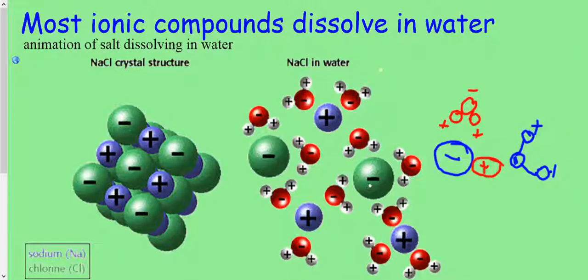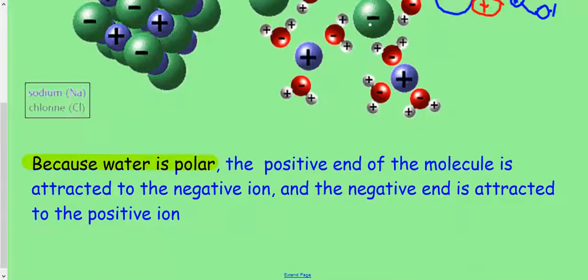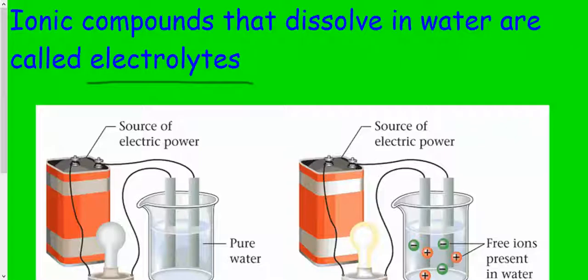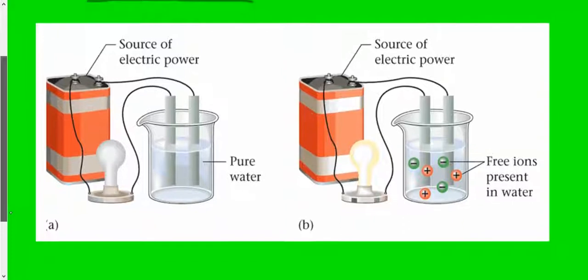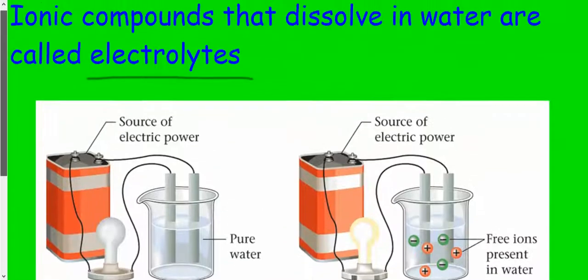So this happens because water is polar. When ionic compounds dissolve in water, they're called electrolytes because they cause water to be able to conduct electricity. Pure water will not conduct electricity. But if you put a little bit of salt in the water, then there'll be free ions present that can move and generate the current. So electrolytes are ionic compounds that dissolve in water.